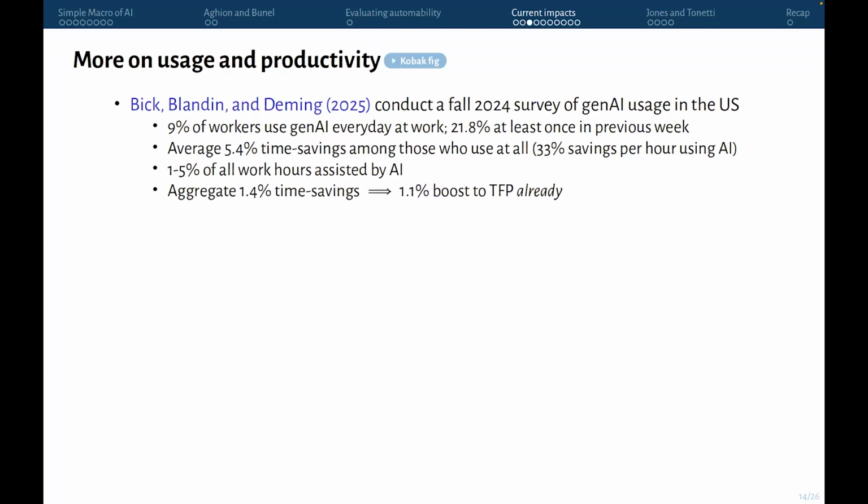And so to get the TFP number, you have to weight by how important those time savings are relative to how much of wages those occupations represent. It's disproportionately being used in higher wage occupations, so you get that. And again, I think it's worth remembering this is self-reported surveys on the productivity gains, but they're implying that by fall 2024, Acemoglu's main estimate of the 10-year impacts was already undershooting. Yeah, I think that's interesting.